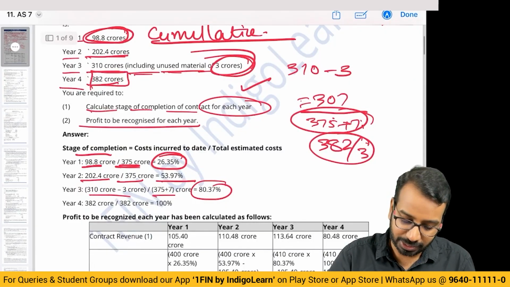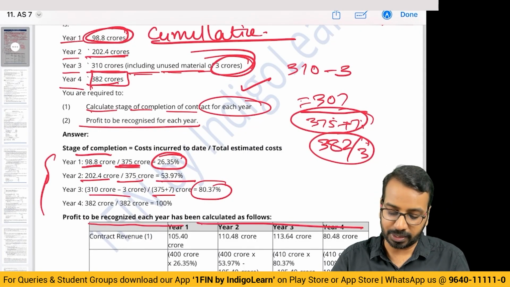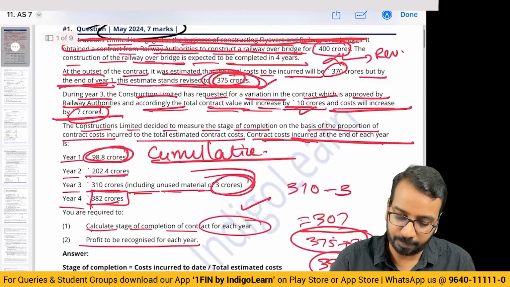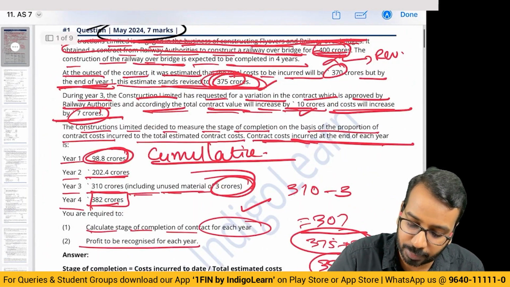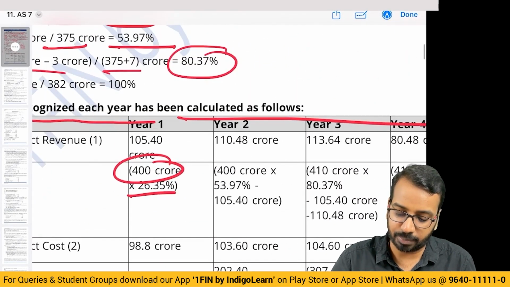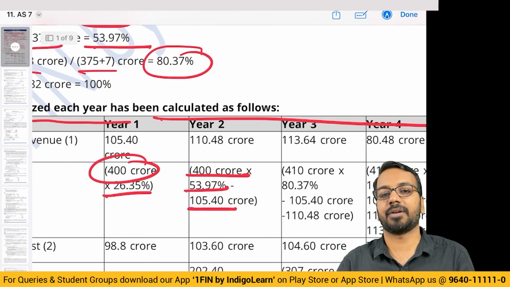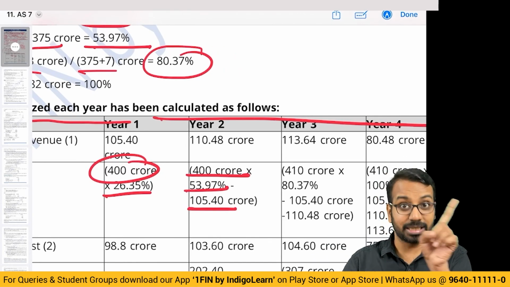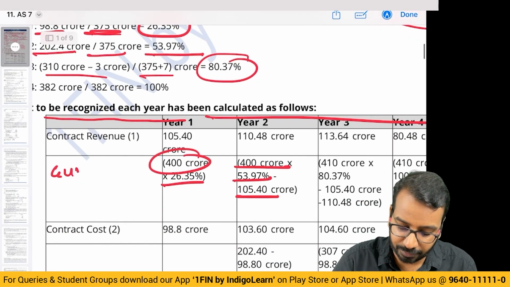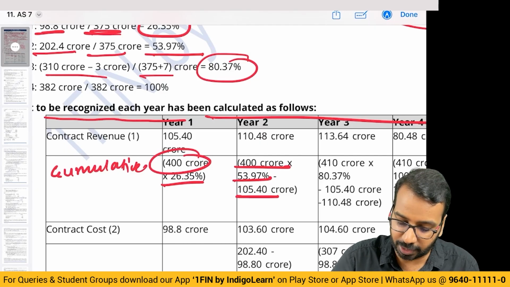Okay. Now this, instead of doing like this, you can plot it in the same table as well. No problem. Okay. Then, how much revenue should be recognized? Revenue recognition should be based on the contract price. Contract price is 400. So, first year revenue 400 into percentage completion. Second year 400 into 53.97 minus 105. What is the meaning of this? I gave you the example earlier. This is cumulative. What is cumulative? Not the subtracted part.